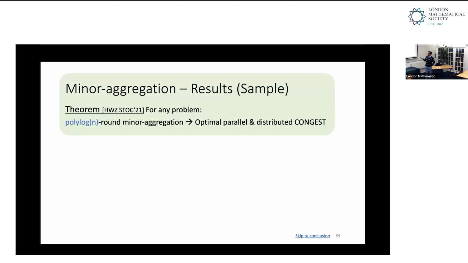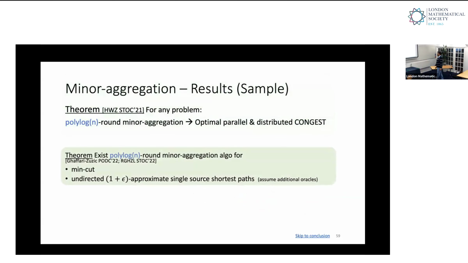Now, here's a result which shows that if you have a minor aggregation algorithm, so an algorithm which works in rounds, only does these three kinds of things in each round, and it runs in polylog n rounds, then it will give you an optimal parallel and CONGEST algorithm, black box. So that's a very nice thing to have. Can I solve any problem in this template? Yes, you can solve min cut, and you can solve approximate single source shortest path. Again, very basic problems, you can solve them in this way.